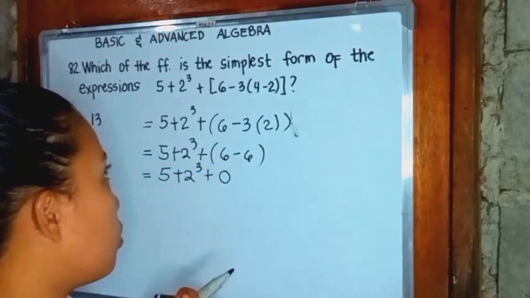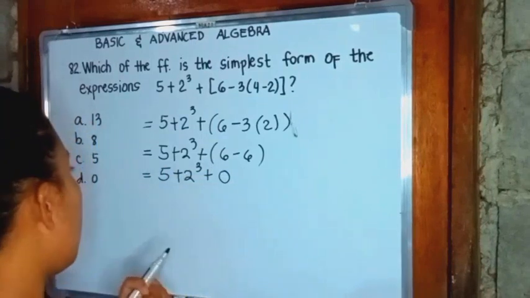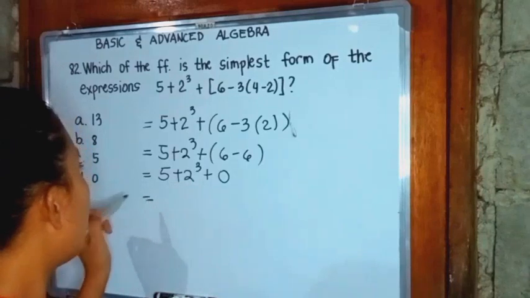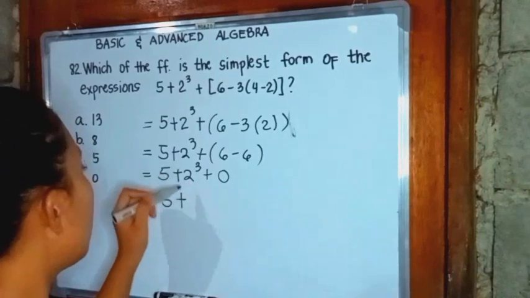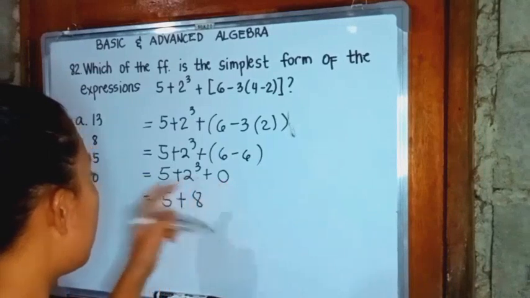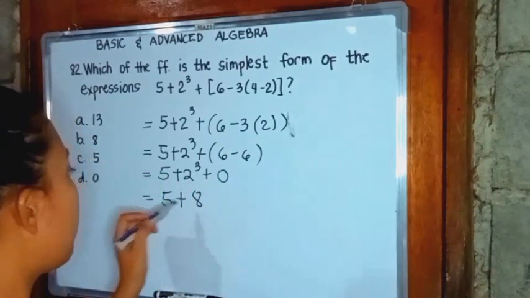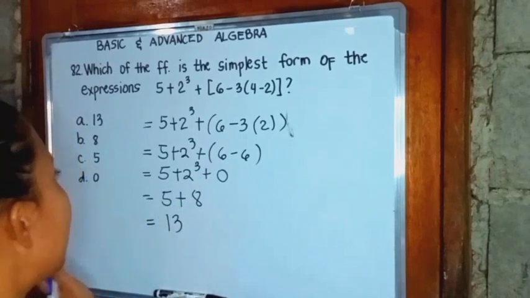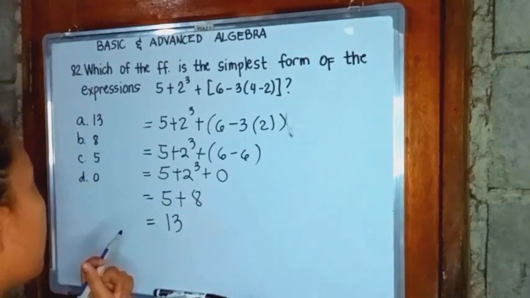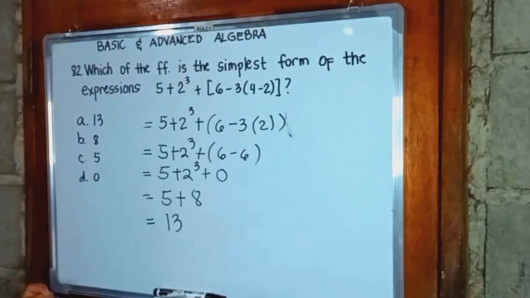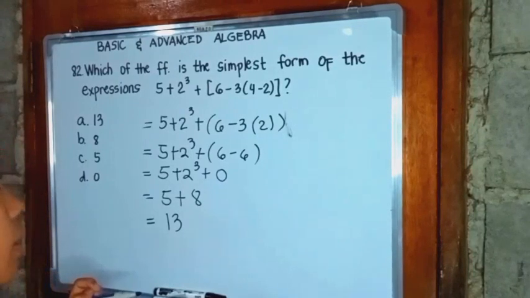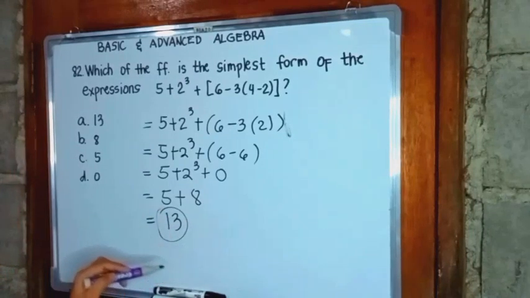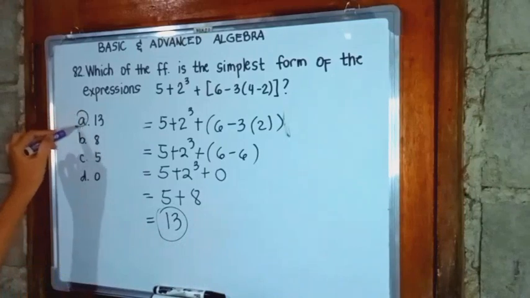Now proceed to exponents. So 2 cubed is 8, plus 0. Now we can add 5 and 8. 5 plus 8 is equal to 13. Therefore, the simplest form of the expression 5 plus 2 cubed plus the quantity 6 minus 3 times the quantity 4 minus 2 is equal to 13. The answer is letter A.